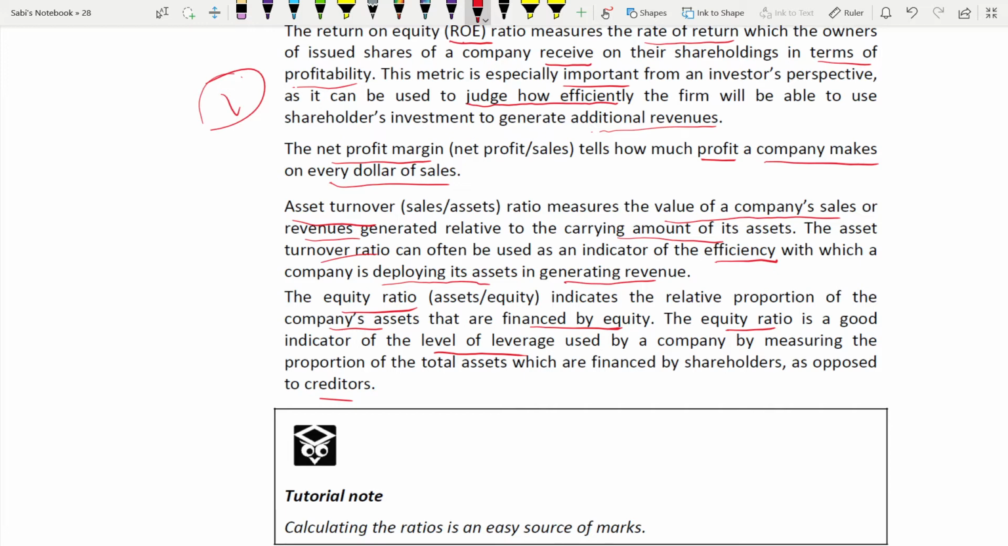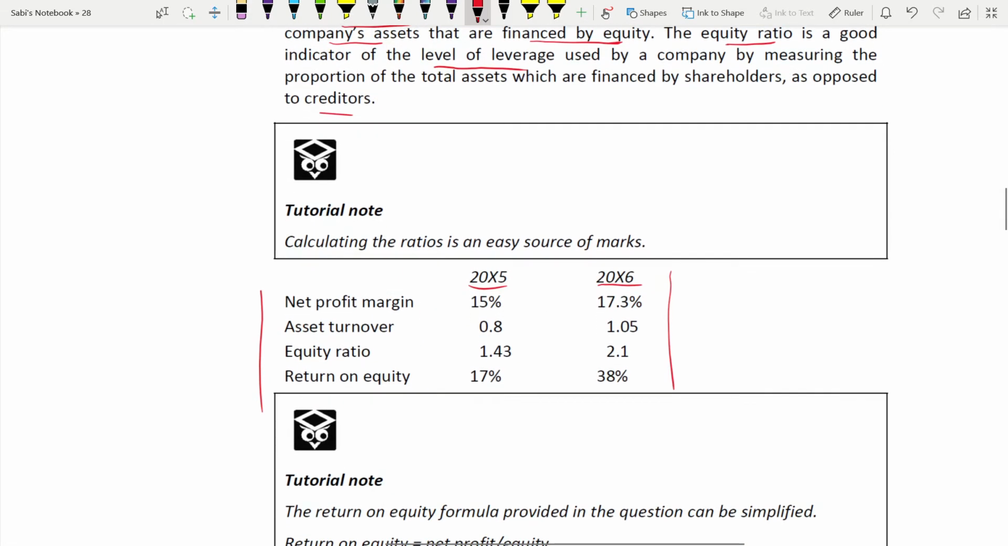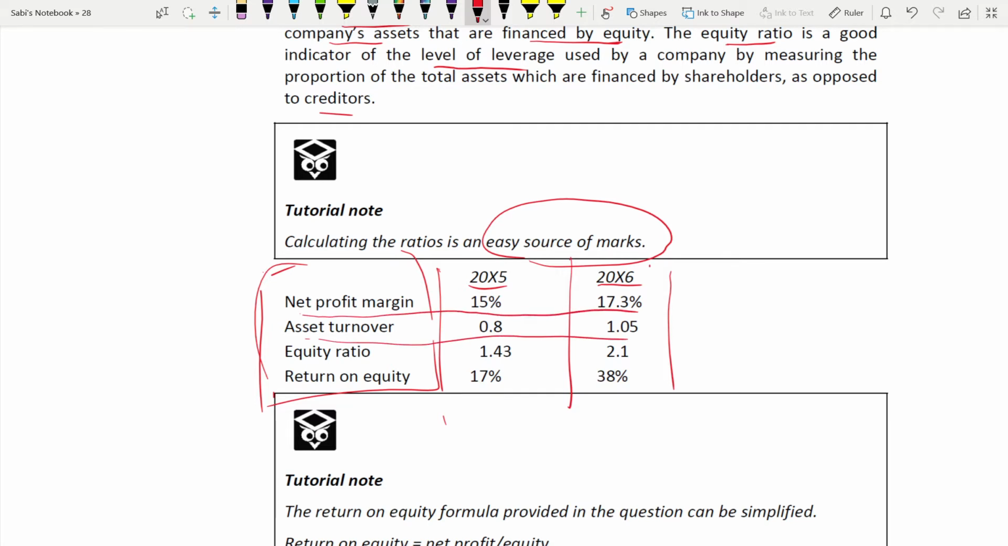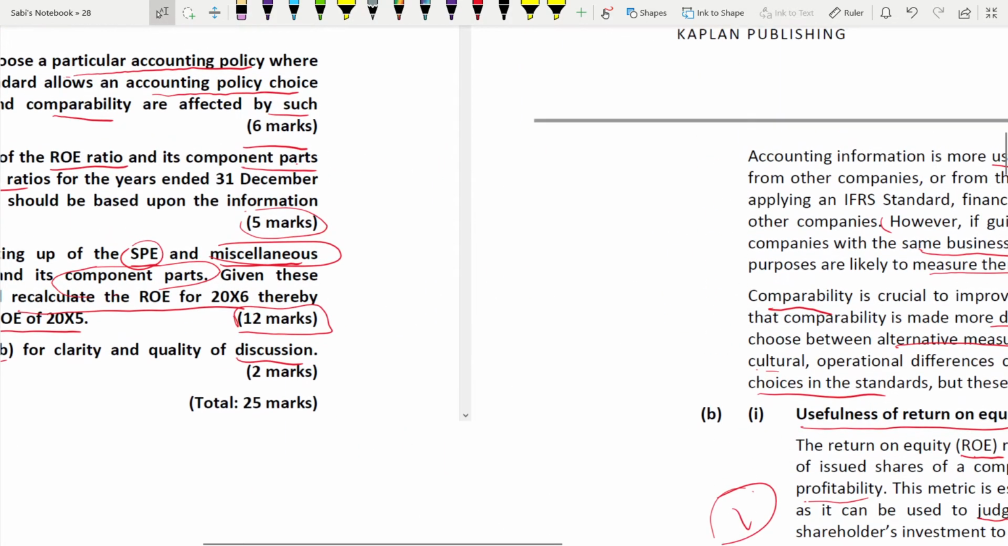Now we need to calculate the ratios. Calculating ratios is an easy source of marks if you know how to calculate. When you're doing 2005 and 2006, rather than doing it separately each time, make a 3 column table like this. Here you write the names of the ratios, then a column for 2005 and a third column for 2006. Do it line by line like this, so it becomes easier to compare. First of all is net profit margin. I will just show 2005, and you can do 2006.